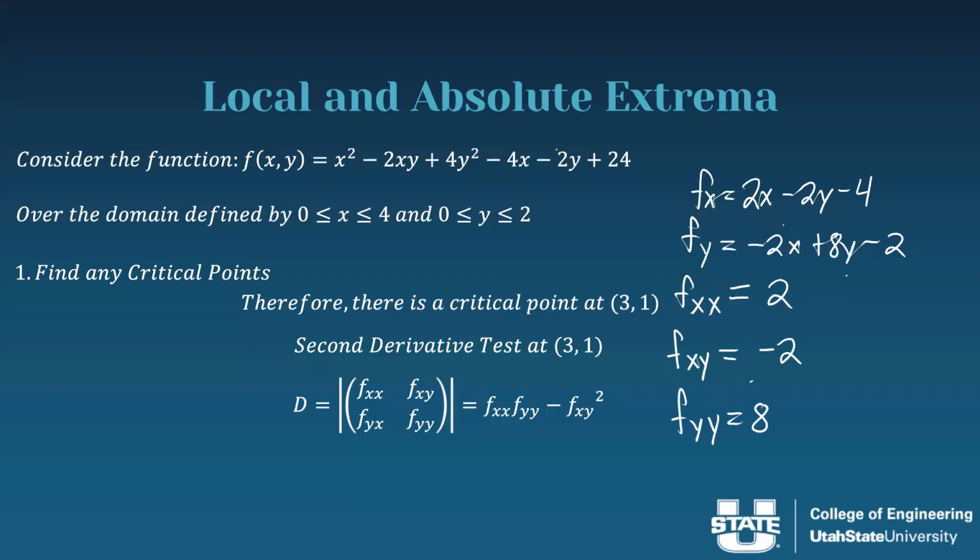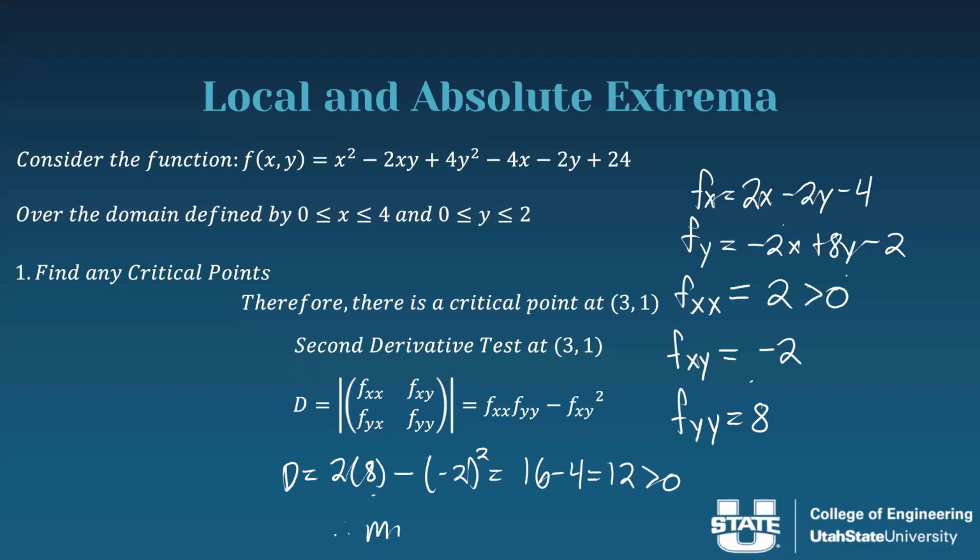Now we fill this in, and we get that our determinant is equal to 2 times 8 minus 2 squared, which is 16 minus 4, which is 12. Since 12 is greater than 0 and f sub xx is greater than 0, this is a minimum. Awesome.